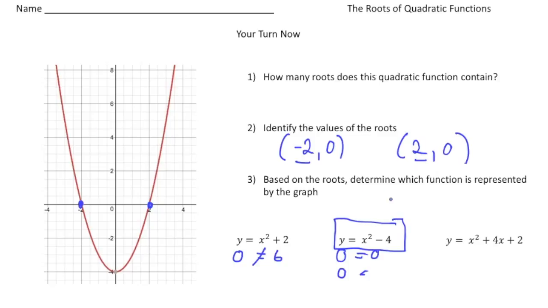If I plugged in a negative 2 and a positive 2 for the x's here, they would not equal 0. So that would not be a match as well. All right. How'd you do?